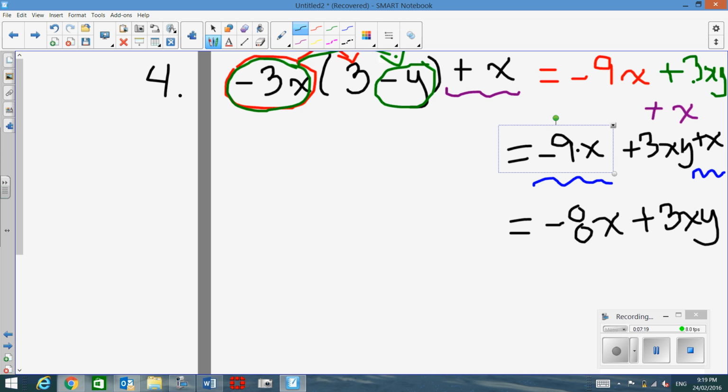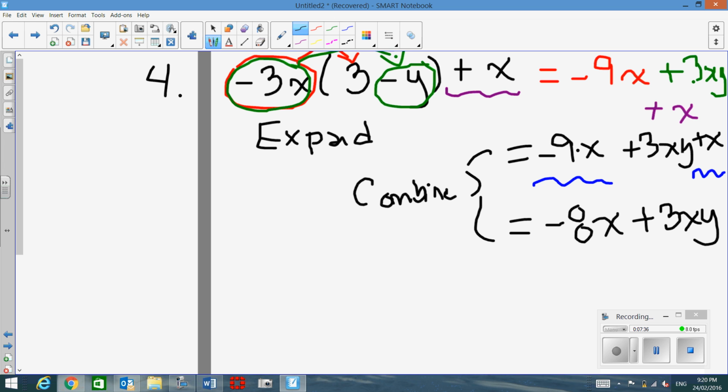So in this question, we had to expand, but then after we expanded, we had to combine like terms. So right here, that last step, we're combining like terms. All right, so just think about what we've been doing over the last couple days. And we're starting to put together all of our skills into one question.